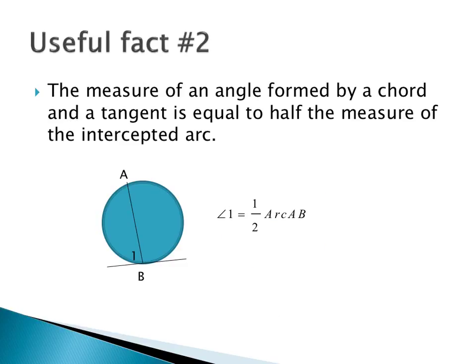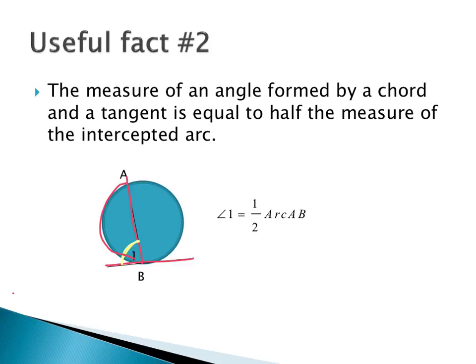Useful fact 2: the measure of an angle formed by a chord and a tangent is equal to half the measure of the intercepted arc. So the inscribed angle had the vertex on the circle, and both of the sides were chords. In this case, you're dealing with a chord and a tangent. But the actual measure is the same. If I've got a chord and a tangent, the angle it forms, which is here, is 1/2 the length of this arc. They're formed 2 different ways, but they're both found the same way.